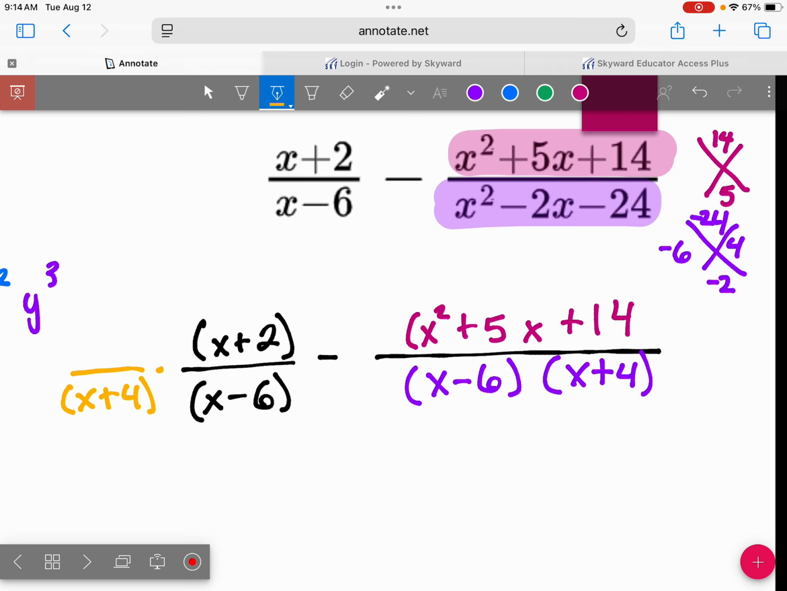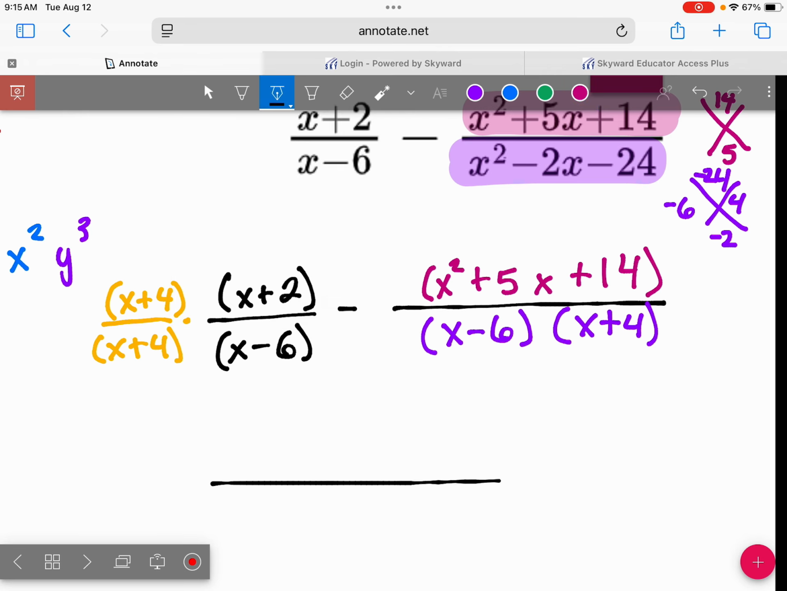But again, I can't just multiply the denominator. However, I can multiply by a weird looking 1. I've got to close outside of parentheses. So now, when I multiply this left fraction, I have a common denominator. They have the same pieces. We're going to want to subtract these numerators, which means here we are going to multiply out that numerator.